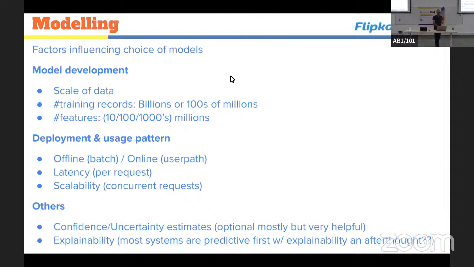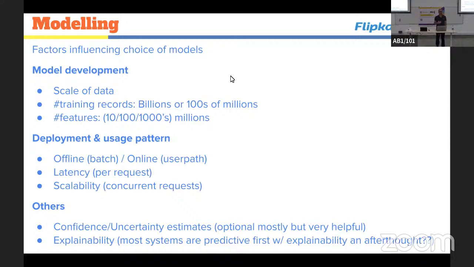Good. This is something that we have talked about, but let me reiterate. When you are developing your models, your solutions, what are the factors that will influence your choice of models? Some of them are the scale of the data, right?